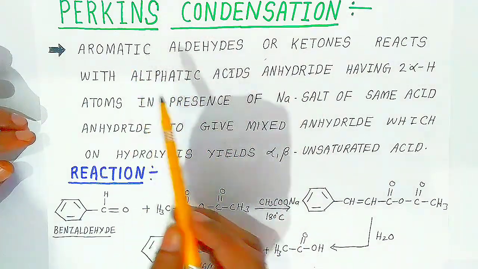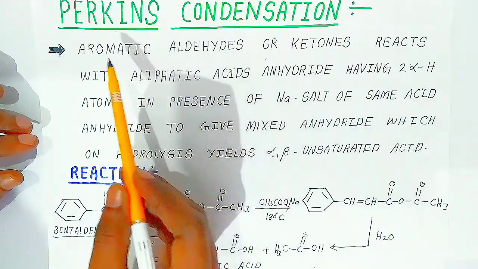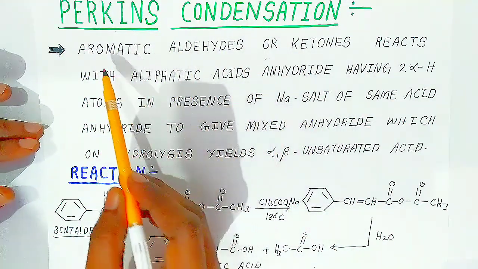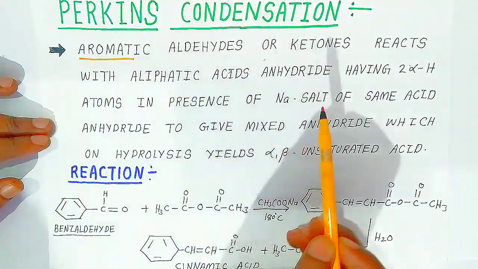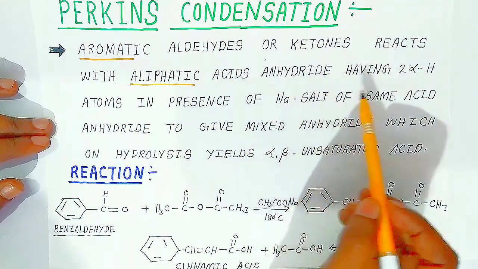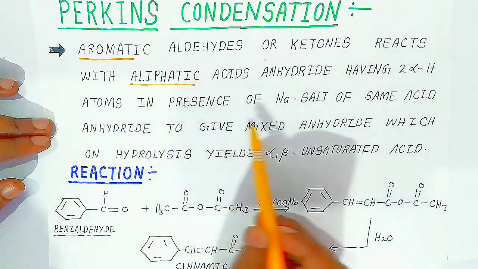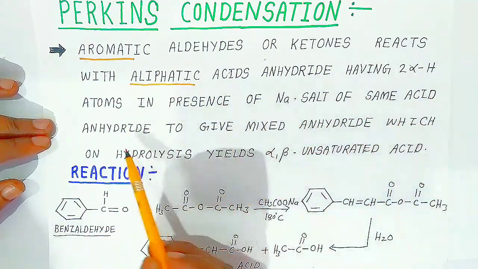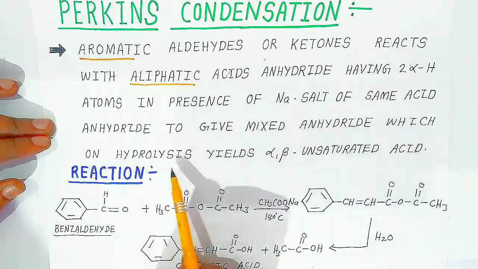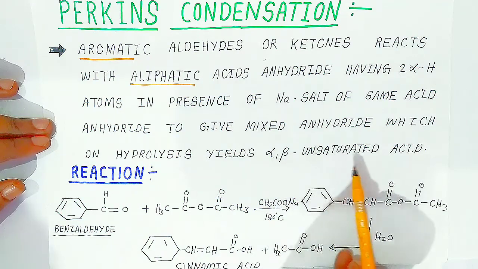Now today students we are going to see the second type of condensation reaction that is called Perkin condensation. Now in this condensation reaction students, what happens? Aromatic aldehyde or ketones react with aliphatic acid anhydride having two alpha hydrogen atoms in presence of sodium salt of the same acid anhydride to give mixed anhydride which on hydrolysis yields alpha beta unsaturated acid.